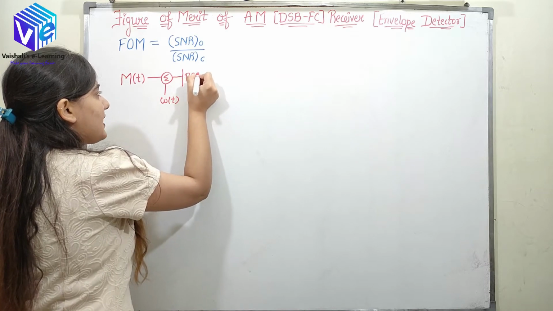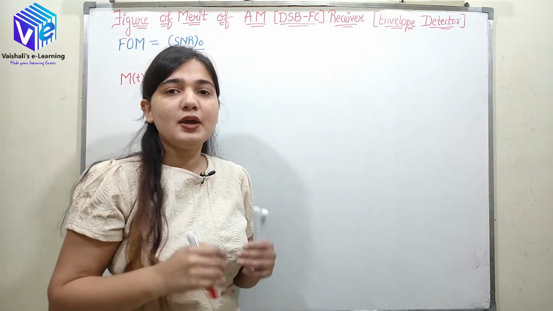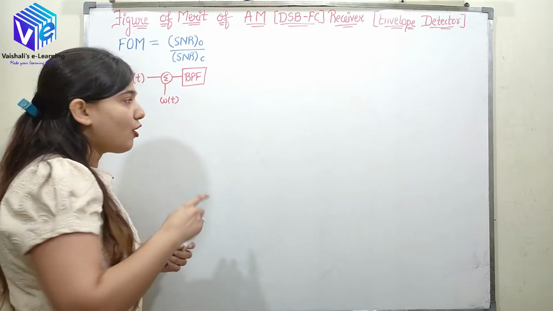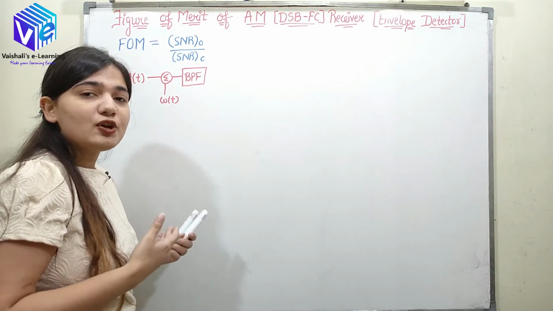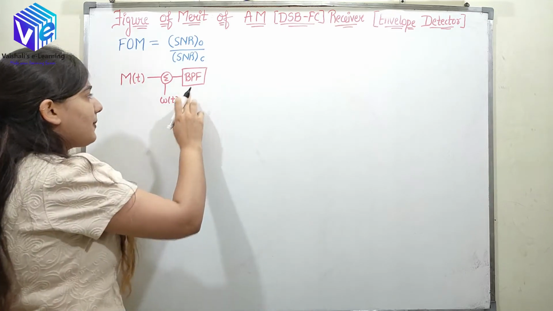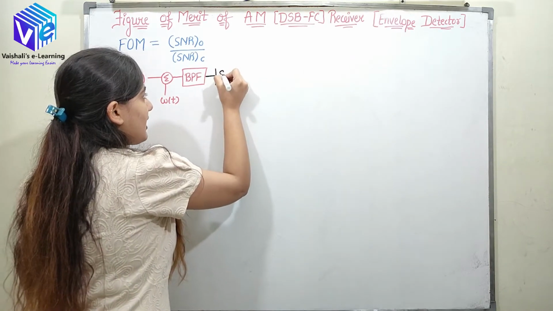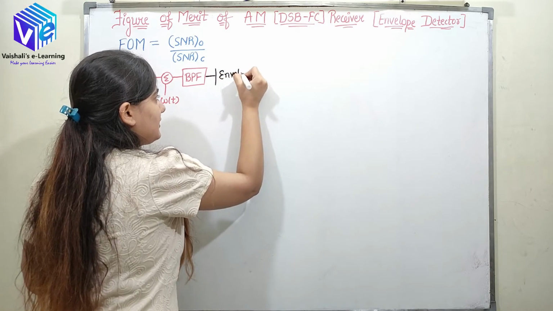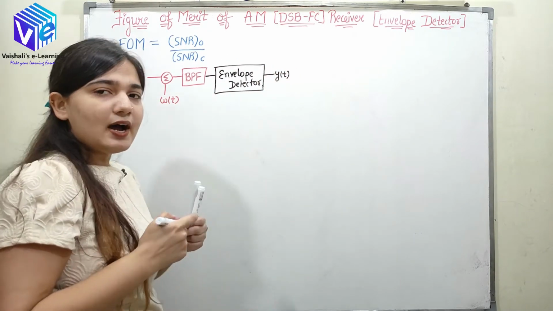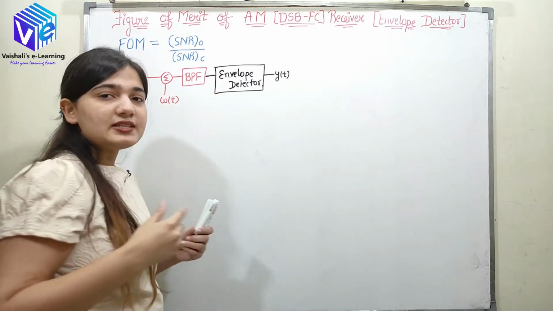Here we have a band pass filter at the input of the receiver. I hope you remember why we are using the band pass filter at the input of the receiver. We use it so that I can extract only those components of the modulated signal where the signal is present. At the rest of the places only noise is present and I am not concerned about that noise. So the band pass filter is used to remove the excess noise. After that, as the name suggests, we have the envelope detector. Here we will be getting the output y(t), and we will observe what the SNR is at the output and what the SNR is at the channel.